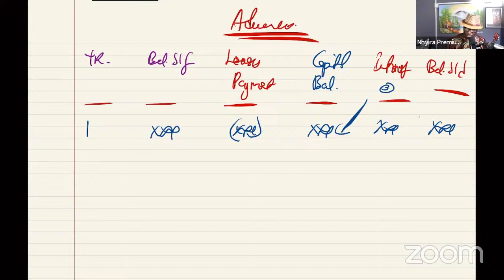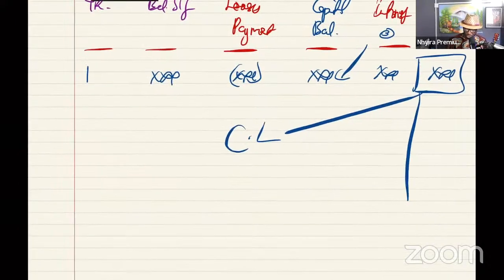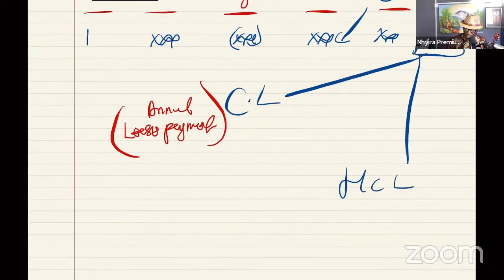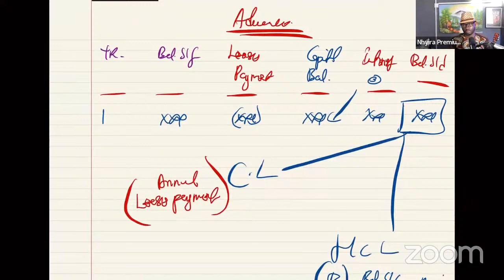Now, this closing balance must be split into current liability and non-current liability on the face of the statement of financial position. When payment is made in advance, the current liability is going to be the annual lease payment. Then the non-current liability is going to be the balancing figure, which is the closing balance, the balance brought down, minus the annual lease payment. So if payment is made at the beginning of the year, that's how you deal with it. You do the schedule up to the reporting date. Then that balance brought down is split between current and non-current. The current is the annual lease payment. The non-current is the balancing figure for the period under review.